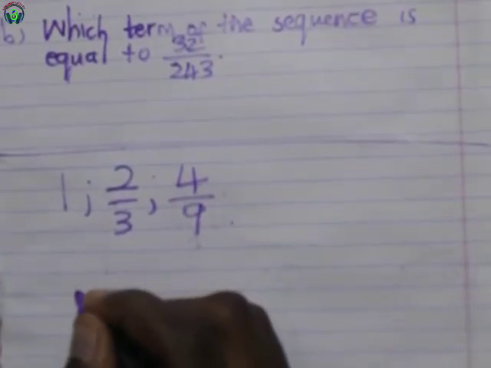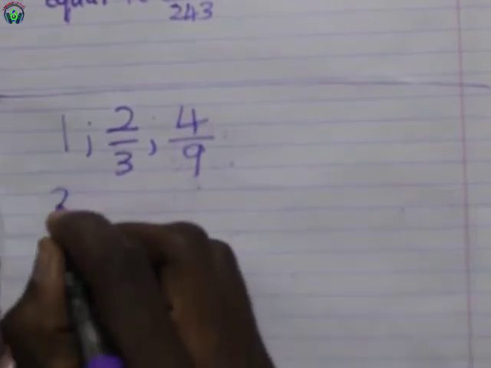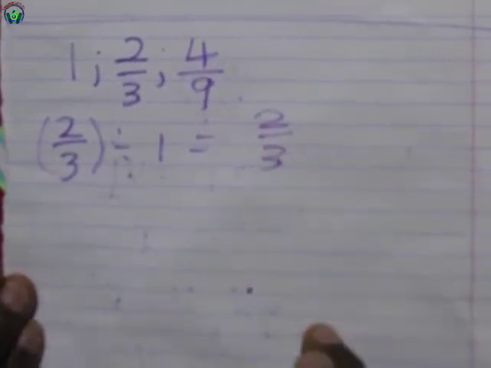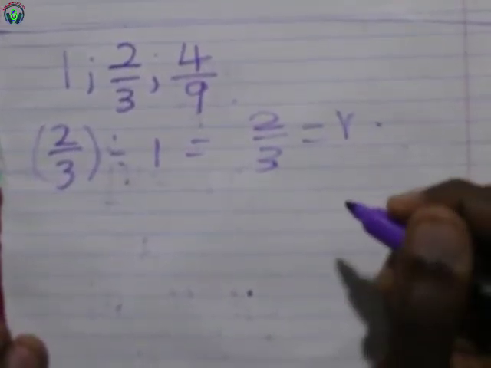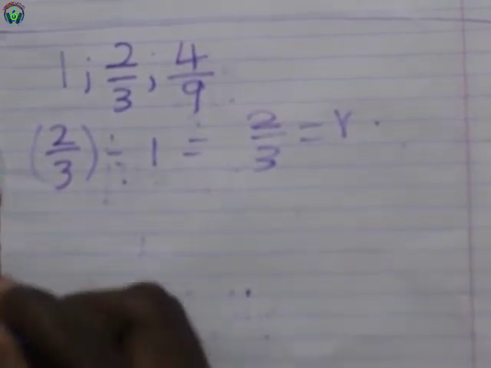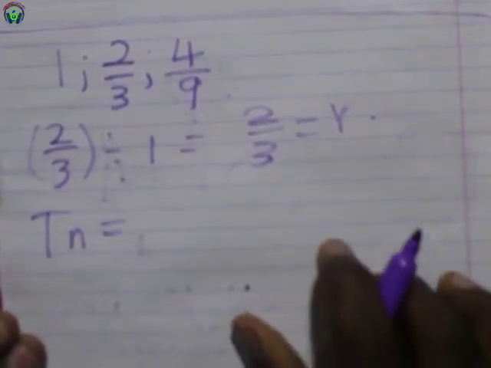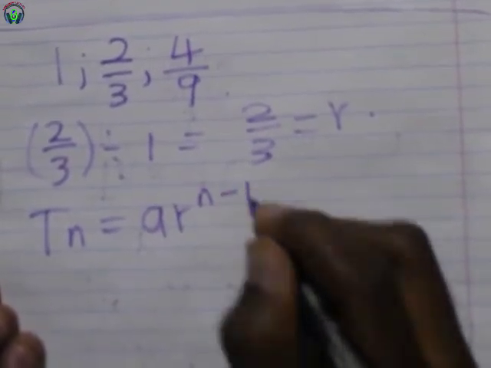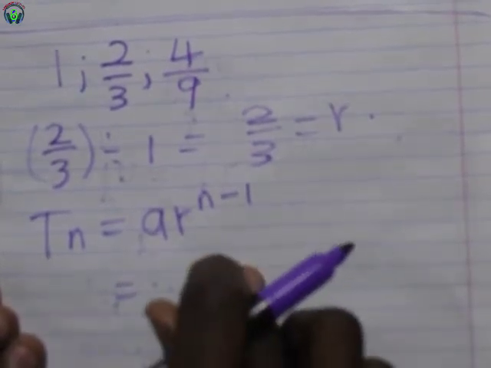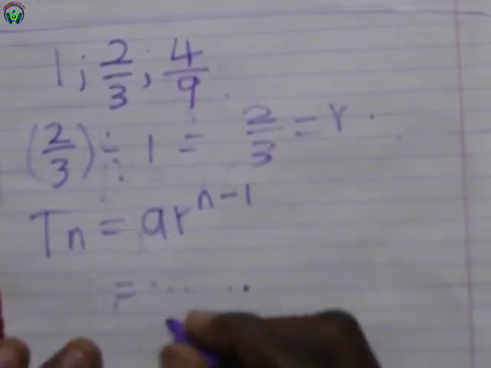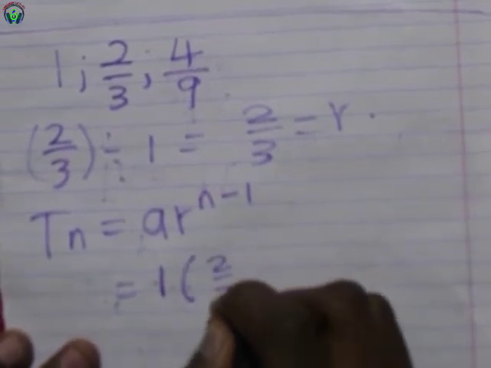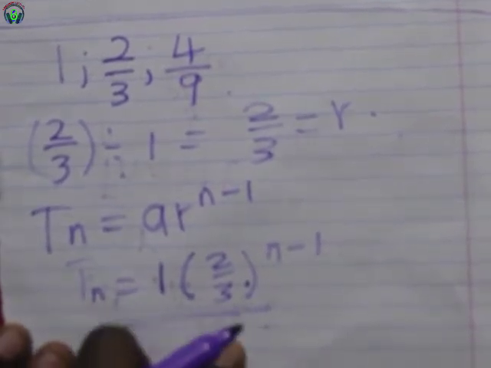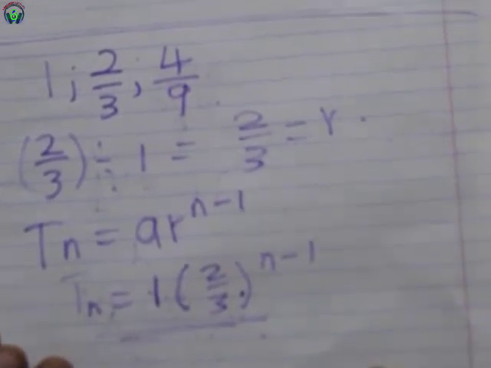The first thing we must find is the common ratio R. 2 over 3 divided by 1 is 2 over 3. This means our common ratio R is 2 over 3. The general formula for a geometric sequence is A into R to the power n minus 1. And as we've spoken before, A is the first term, which is 1, and R is 2 over 3 to the power n minus 1. This is the specific formula for this geometric sequence.